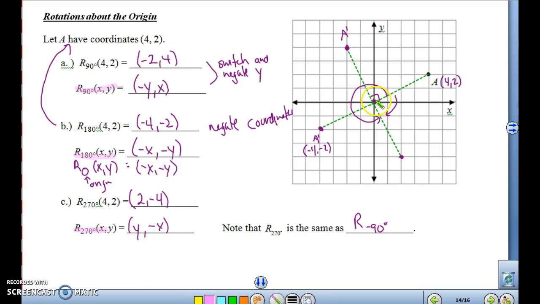Remember that your center is fixed. Rotations that are positive angles go counterclockwise, negative angles go clockwise. So be very careful of that. Always know what your angle measure is and how to turn it when you do it. So that is rotations about the origin.